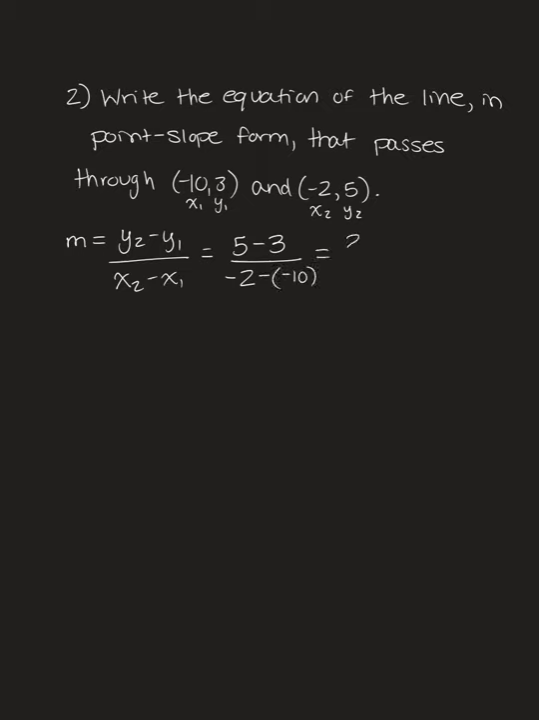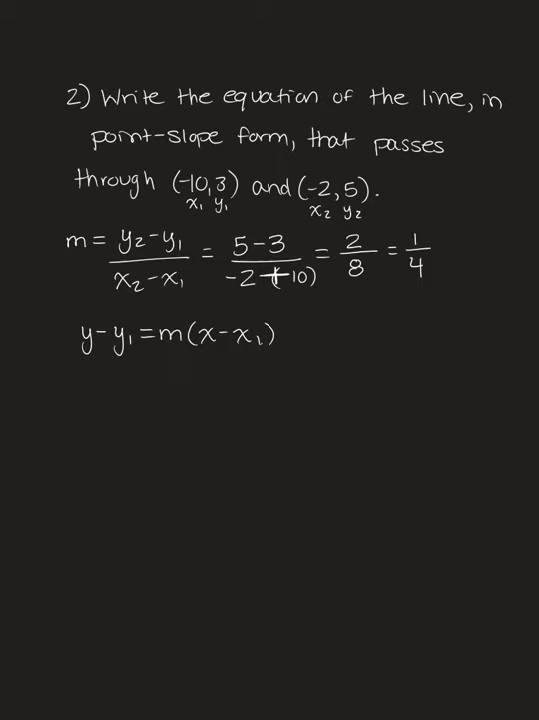So 5 minus 3 is 2. -2 plus 10 is 8. So if I reduce that fraction, I get 1/4. So this is my m. Now if you remember, point-slope form, y minus y1 is equal to m times x minus x1. It does not matter which point you use, as long as they replace y1 and x1 only.